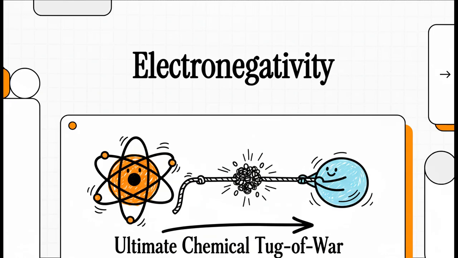All right, let's jump right in. Today, we're getting to the very heart of chemical bonding, digging into a concept that basically dictates how atoms interact with each other. We're talking about electronegativity, but I want you to think of it in a simpler way. It's the ultimate chemical tug-of-war.